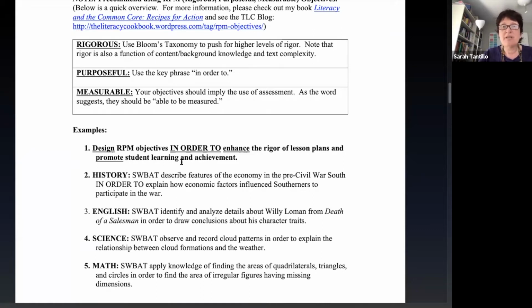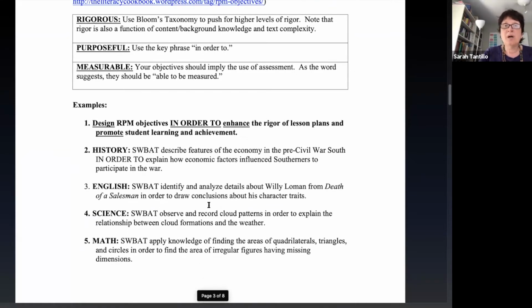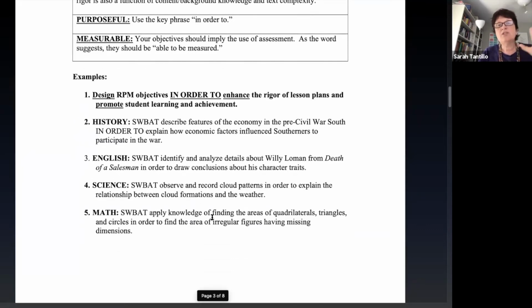So we design RPM objectives in order to enhance the rigor of lesson plans and promote student learning and achievement. If you're an ELA teacher, here's one you can borrow, just put a different title in there. Students will be able to identify and analyze details about Willy Loman from Death of a Salesman in order to draw conclusions about his character traits. So in terms of measurability, you might fill out a character analysis organizer, you might write a paragraph describing Willy Loman, etc.